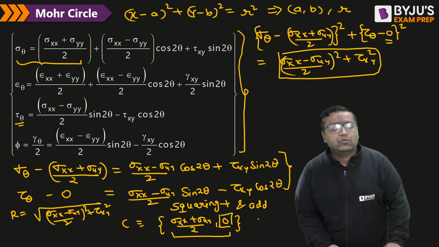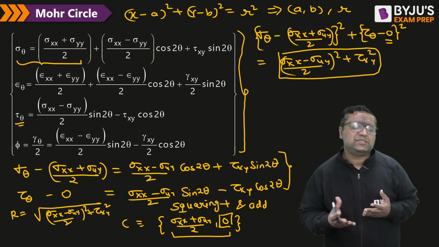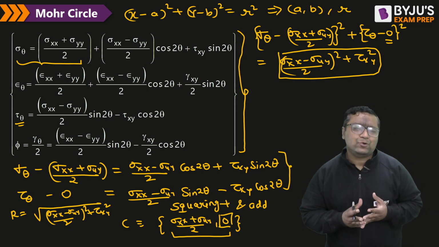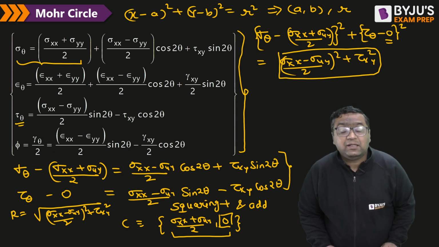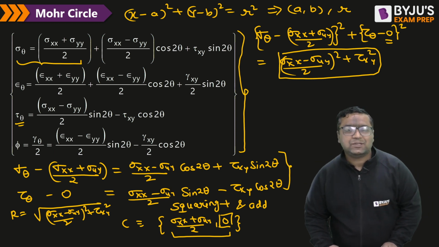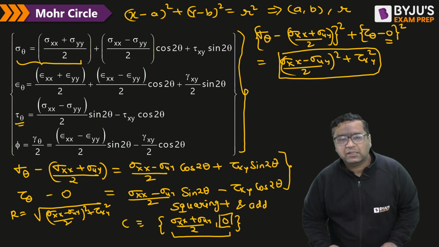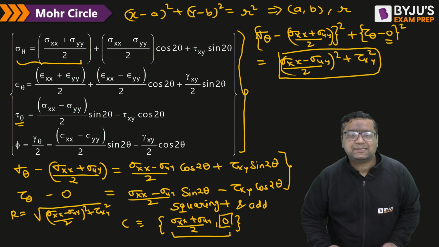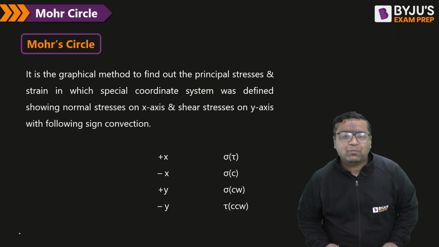You will see in many papers like Engineering Services, GATE, HPCL, HAL, a question where they plot 4 circles and ask which one is correct. Even in GATE 2023 the same question was asked. Only that circle will be correct which has the center on the x-axis. So this is the introduction to the Mohr circle.